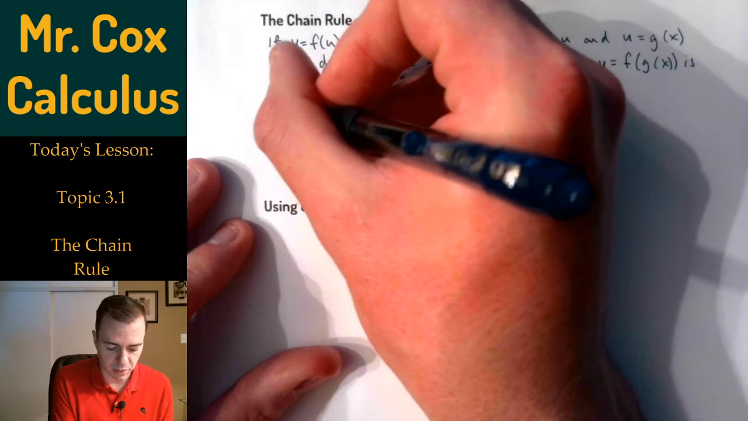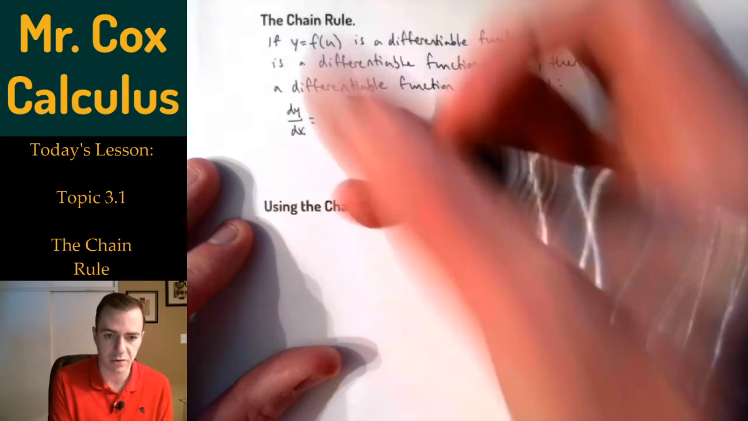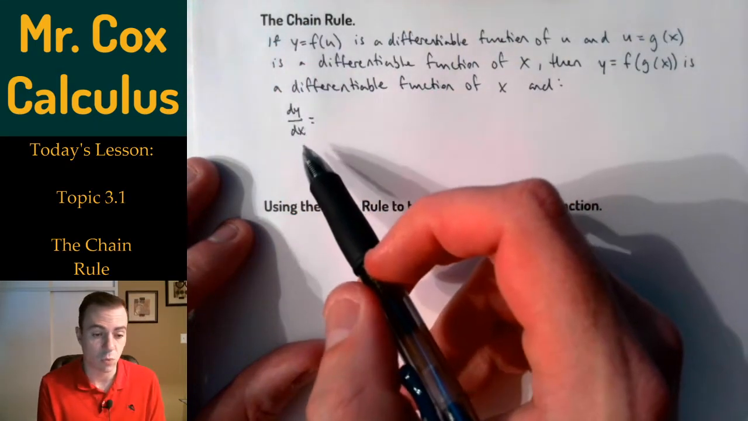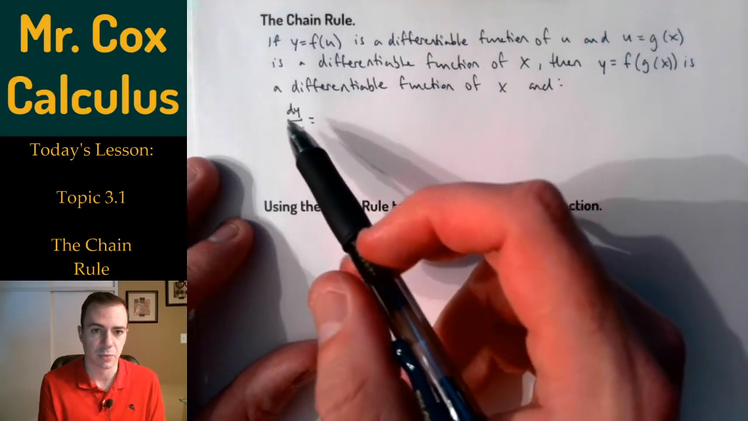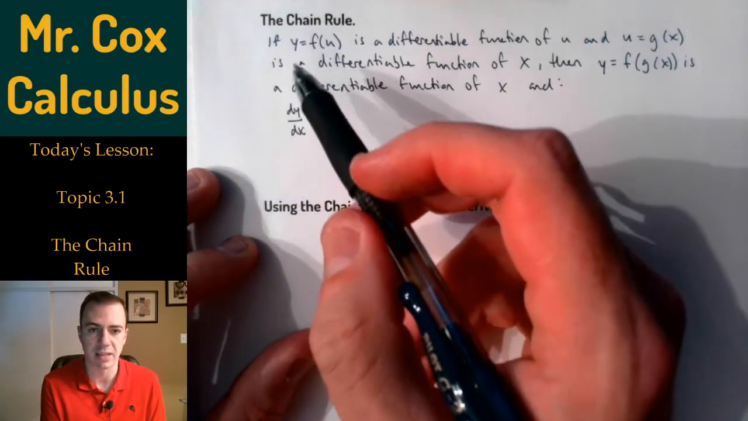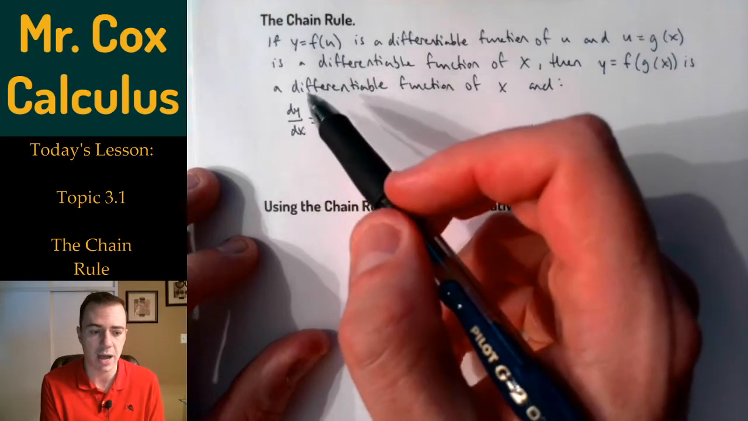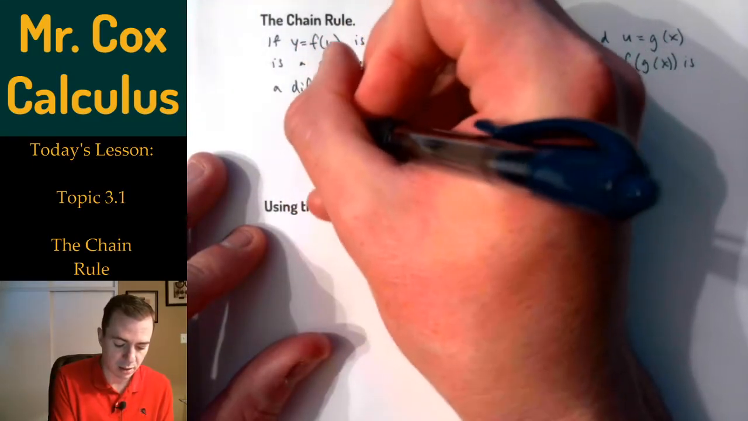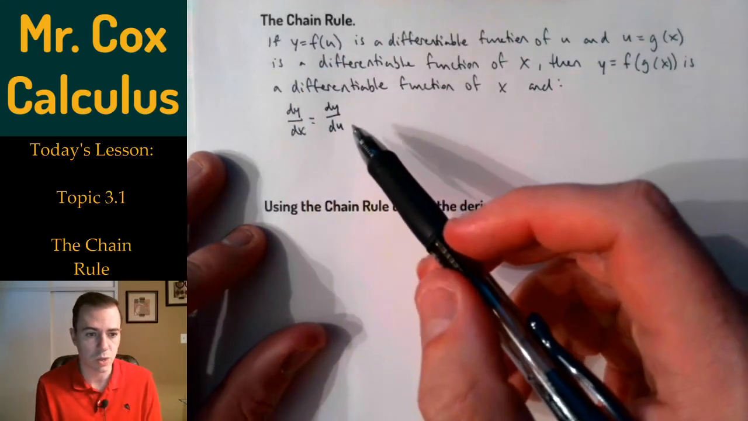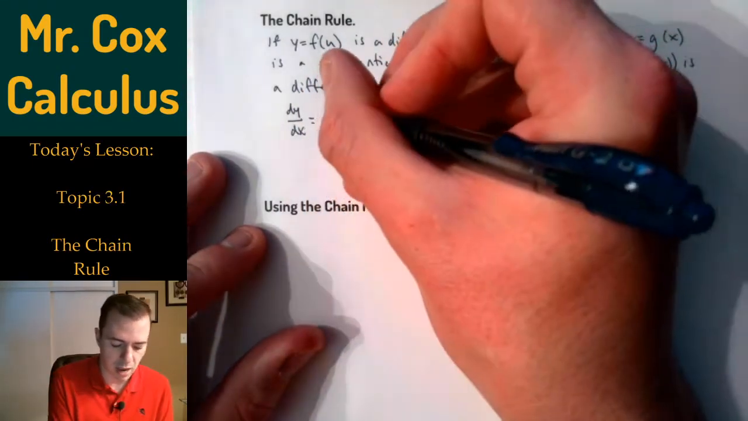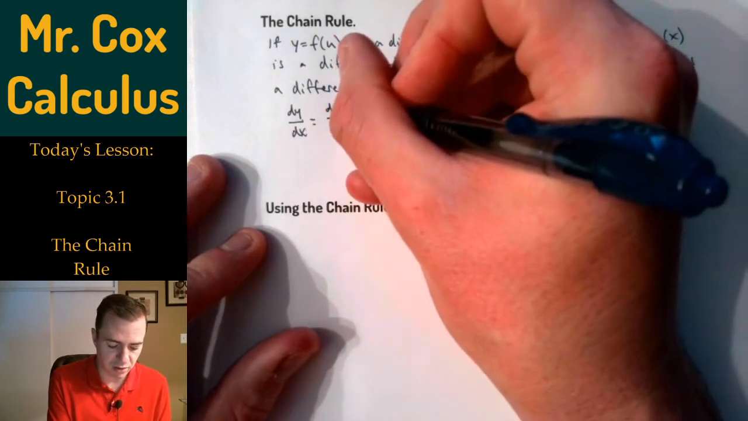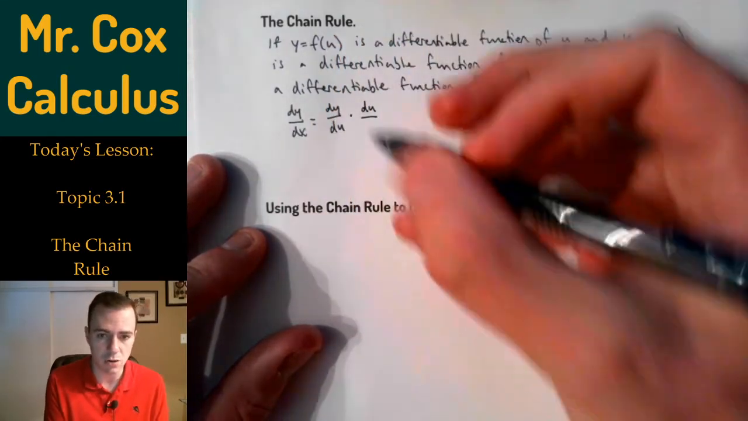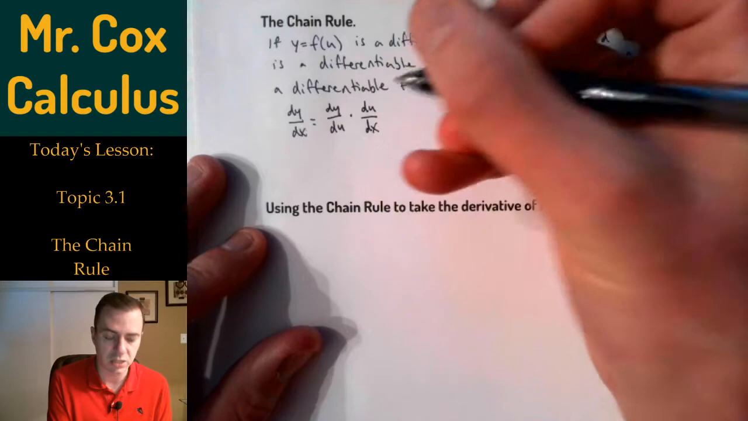Remember, this is what Leibniz notation looks like. It literally means the derivative of y with respect to x, the rate of change of y with respect to x. So if I take the derivative of y, then what I get is the derivative of y, that outer function with respect to u, times the derivative of u, that inner function, with respect to x.